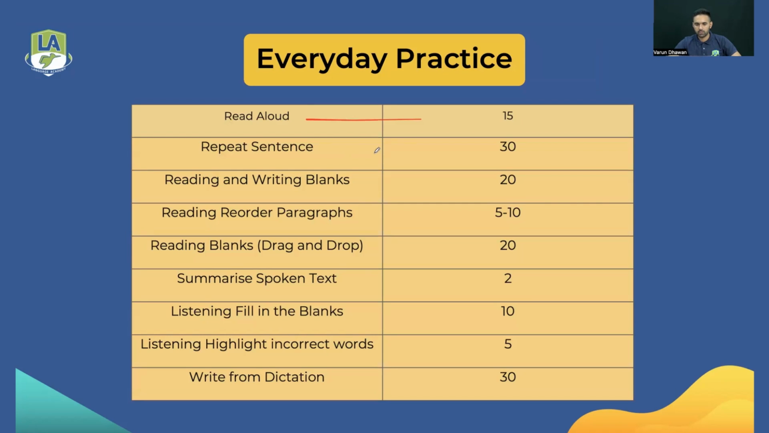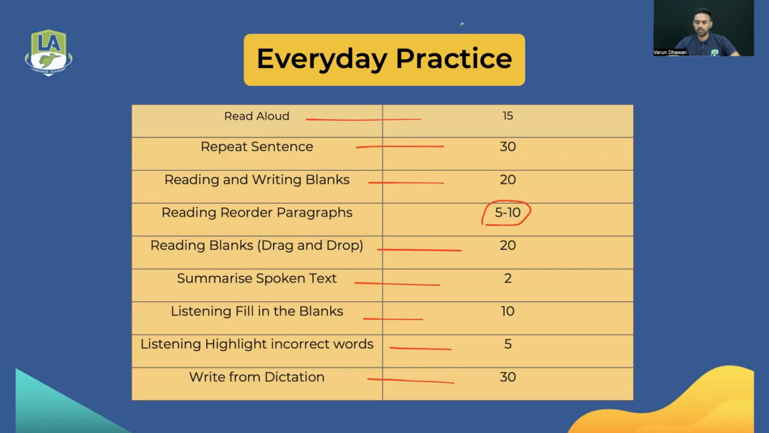Every day practice 15 read alouds, at least 30 repeat sentences, 20 reading blanks, and 20 reading and writing blanks. If you're aiming for a score of more than 65, then do 5 to 10 reorder paragraphs as well, 2 summarize spoken text, 10 listening blanks, 5 highlight incorrect words, and 30 write from dictations.